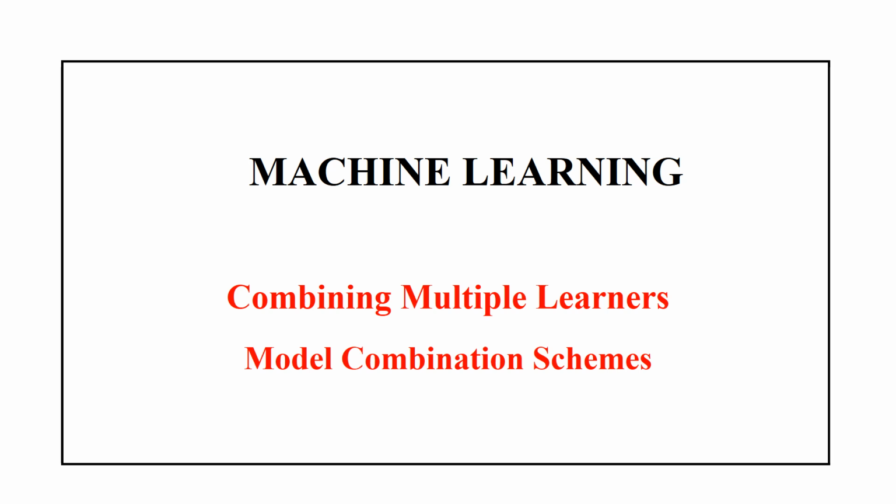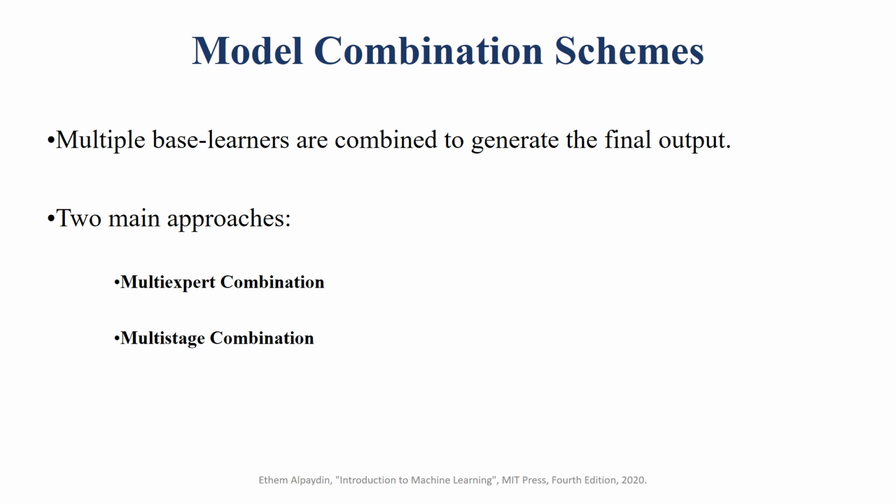Hello everyone. In this video, we will be learning about the combining of multiple learners, that is the model combination schemes. Model combination schemes. Here the multiple base learners, that is the weak learners, are combined to generate the final output. There are two main approaches. One is multi-expert combination, then multi-stage combination.